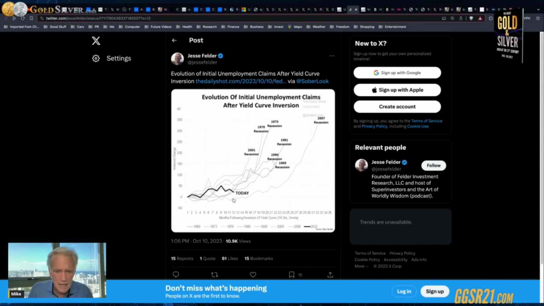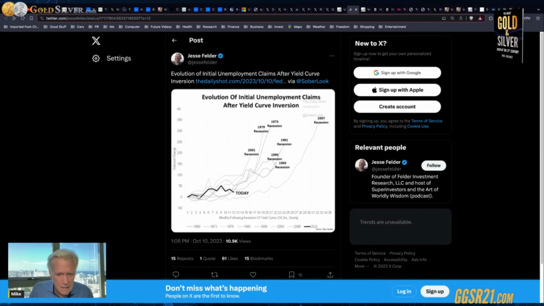And what we're seeing is that data takes a month or two to compile. So this chart, I can almost guarantee you, is at least a month or two behind when it says today right here. And this is the 10-year minus the 3-month treasury, not the 10-year minus the 2-year. But what you see is that this was at 12 months. We're probably actually at 13 or 14.